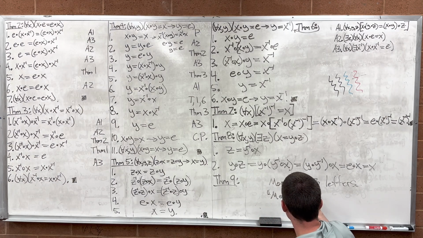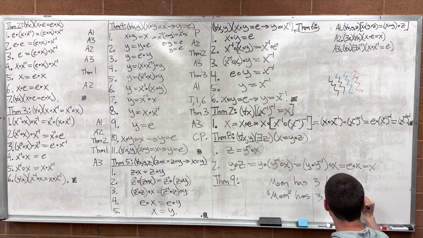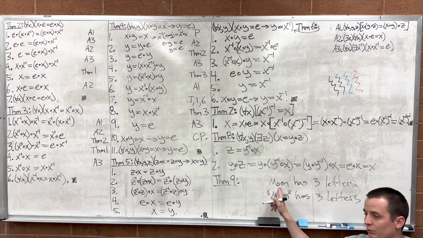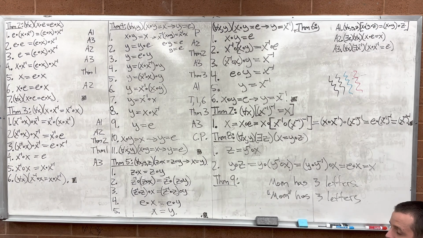"Mom has 3 letters." Now I'm talking about the actual word mom. So the difference between the actual object and the thing naming the object. That's what chapter 6 is all about, which I'm going to skip because I don't think that's very productive. Okay. And then chapter 7 is on informal proof.